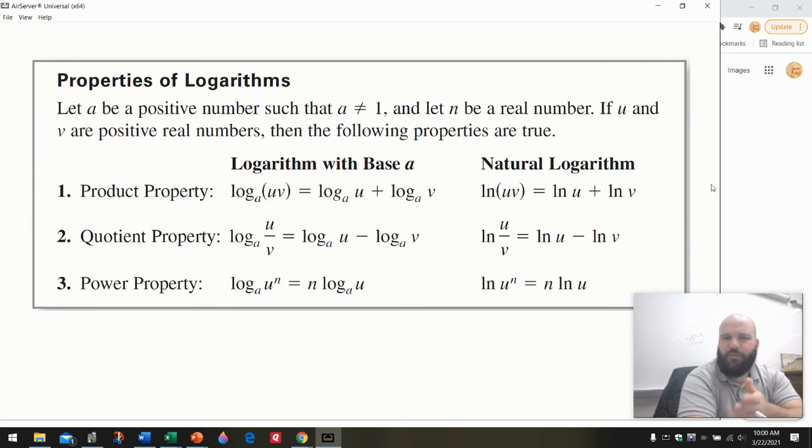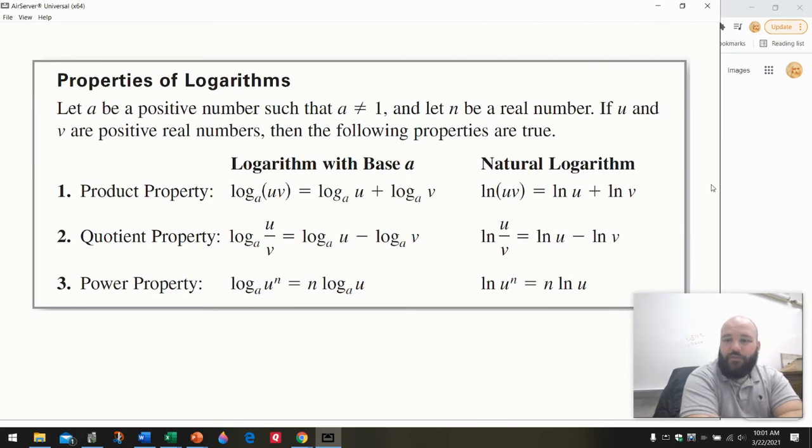The next one goes right along with the product property. It's called the quotient property. And in this one, if you're logging a division, something where two things are being divided, you can split them up with a subtraction sign. So you can do log of the numerator minus log of the denominator. So we have the product property, we have the quotient property. The last property we're going to talk about is the power property.